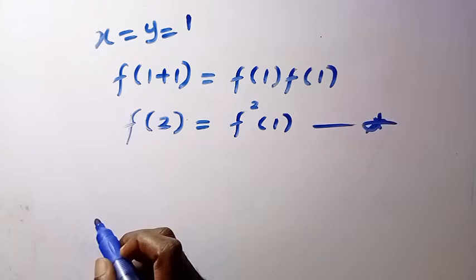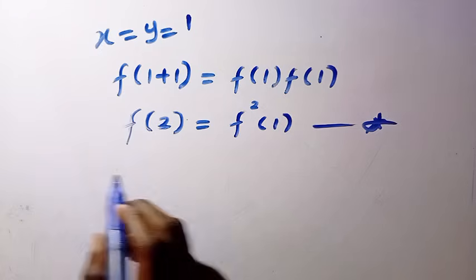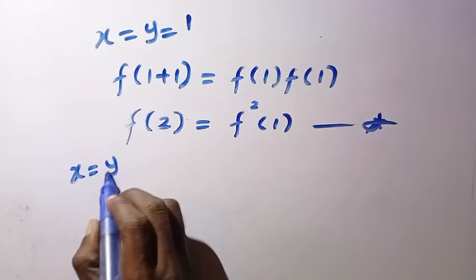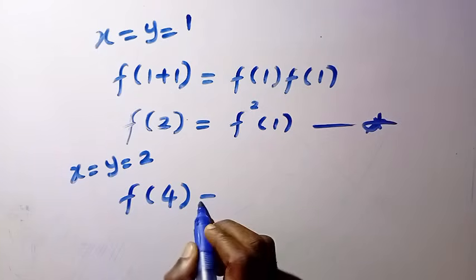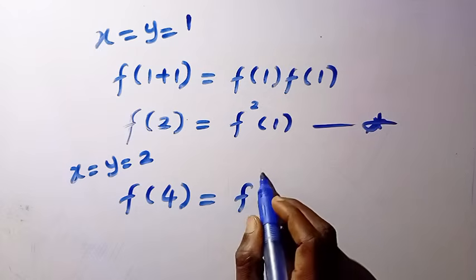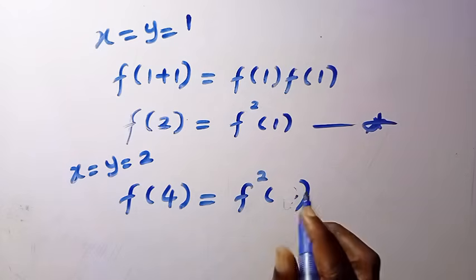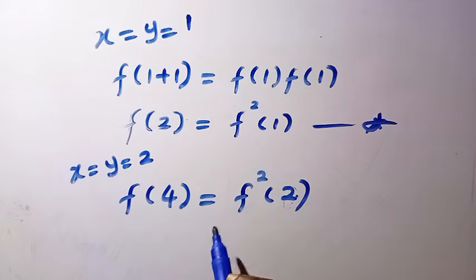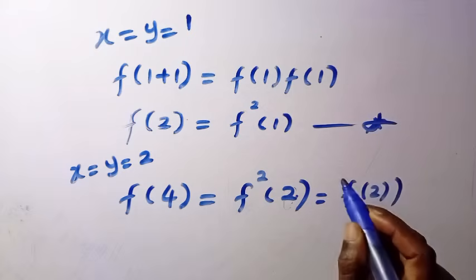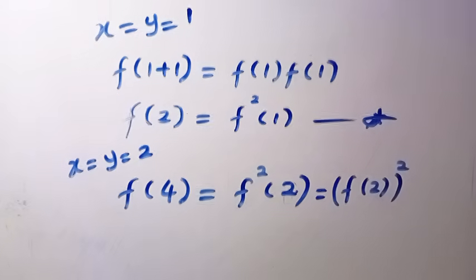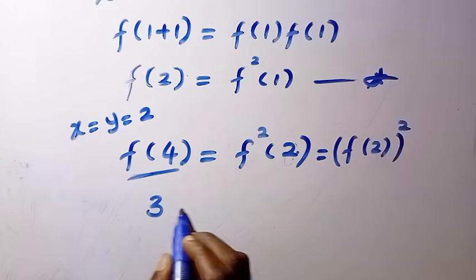Again, suppose I want to get f(4). So we are going to let x = y = 2. And this gives us f(4) = f²(2). But there is something important here. Note that f²(2) can still be written as f(2) all raised to the power of 2. So with this, f(4) is given as 3.